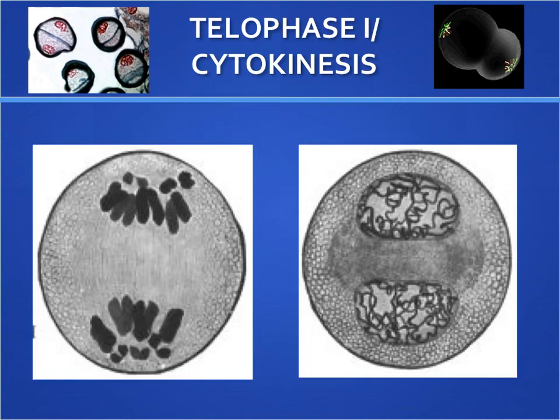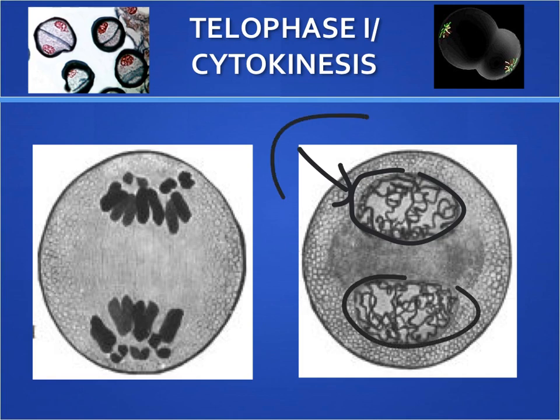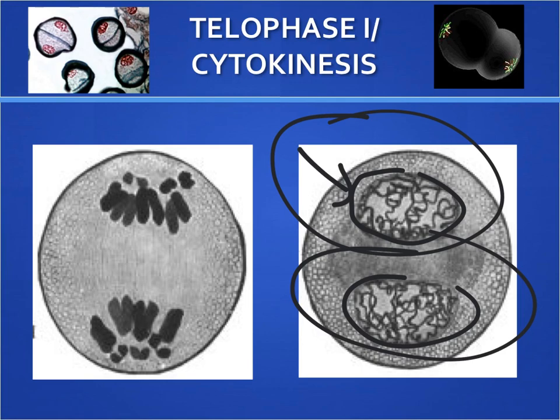Okay, here's a picture. You can see in this case, in telophase 1, the chromosomes decondensed. You can see the nuclear envelopes are starting to reform, and then we're going to get cytokinesis next, where each of these 2 cells pinches into 2.